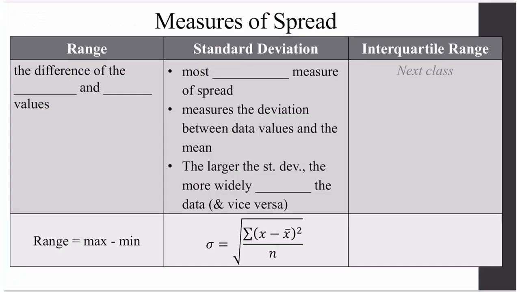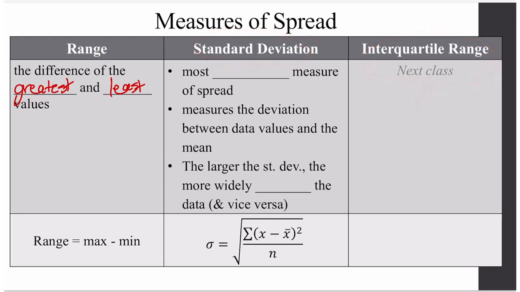Let's talk about measures of spread. There are 3 main measures of spread that we will discuss today. We're only going to talk about 2 of them, range and standard deviation. So range is going to be the difference between the greatest and the least values. So it's a pretty simple calculation. You just do the maximum value minus the minimum value, and that gives you your range. The interquartile range, we're going to talk about that next class.